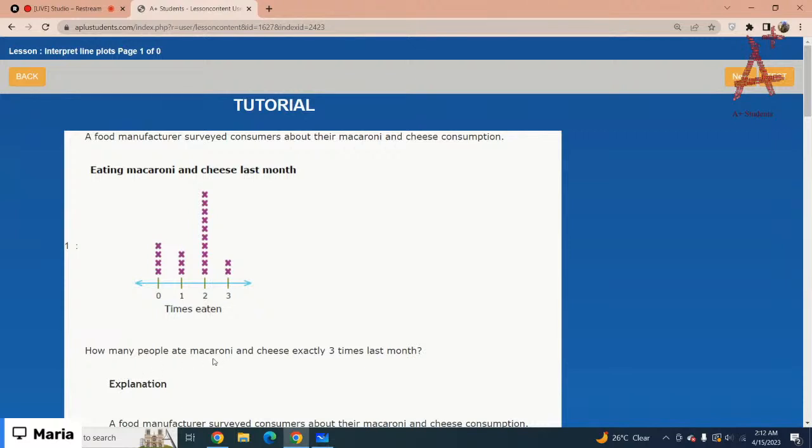How many people ate macaroni and cheese exactly three times last month? Here is the times eaten: 0, 1, 2. So three times, just two people ate three times. Got it? So that means the correct option is 2: two people ate macaroni and cheese exactly three times last month. Got it?